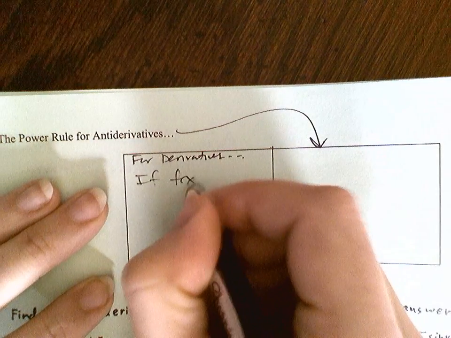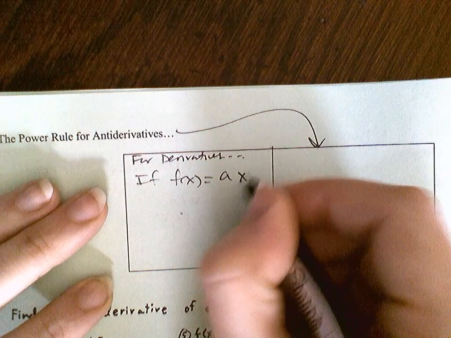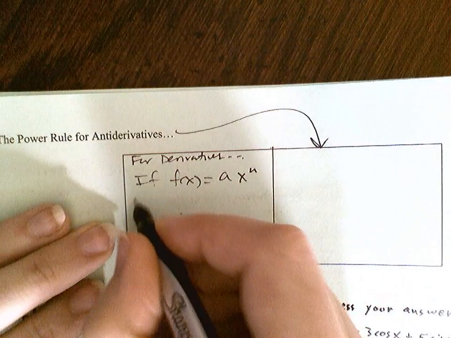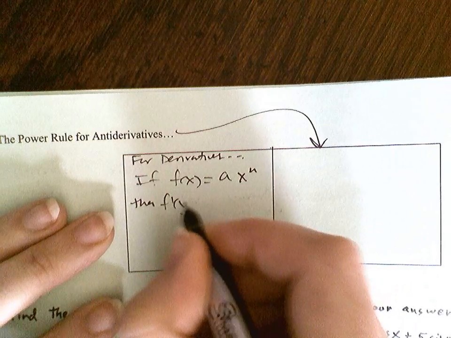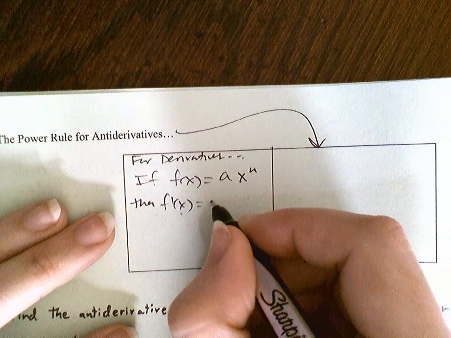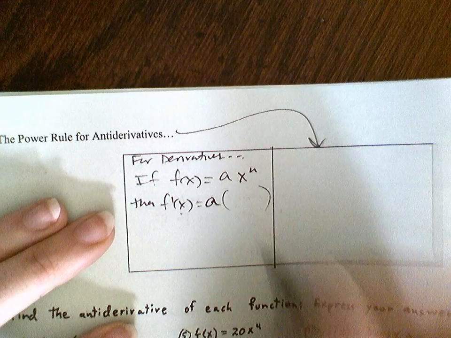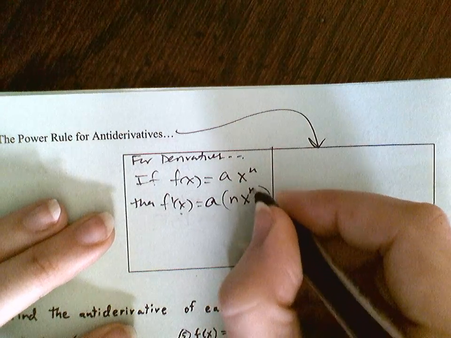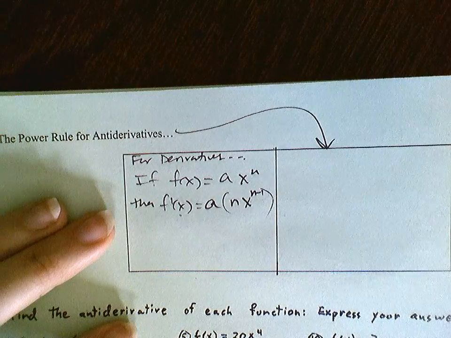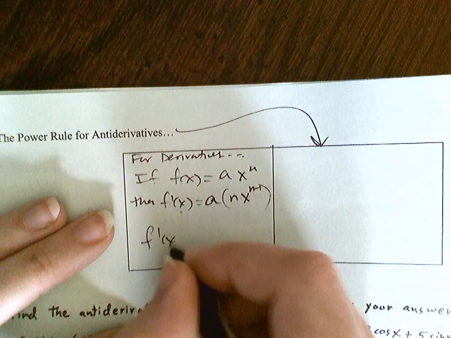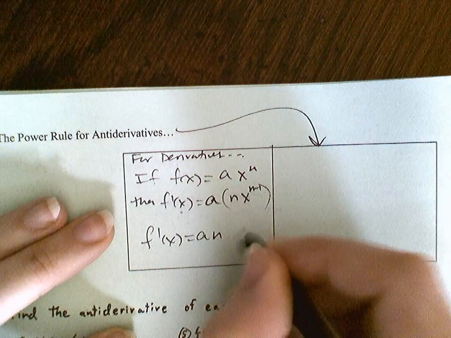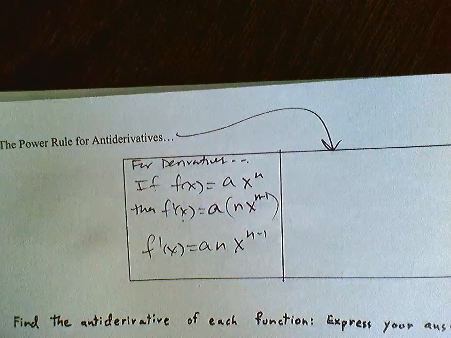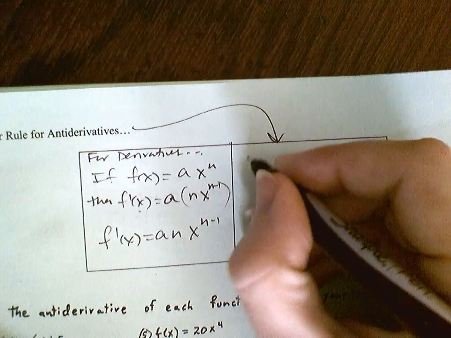If f of x equals ax to the n, then f prime of x equals, you just carry down the constant out front, and then the derivative of x to the n is nx to the n minus 1. So you'd end up in the end with f prime of x being a times n x to the n minus 1. Okay? For antiderivatives, it's this.